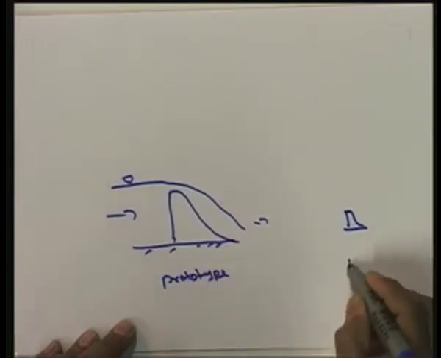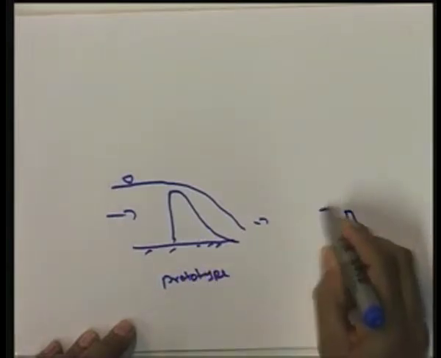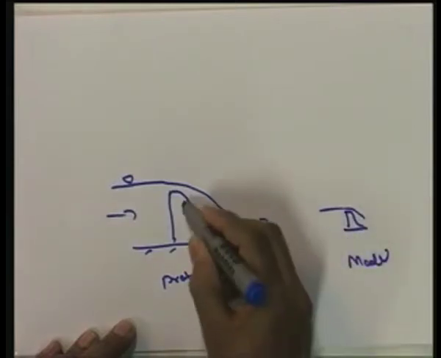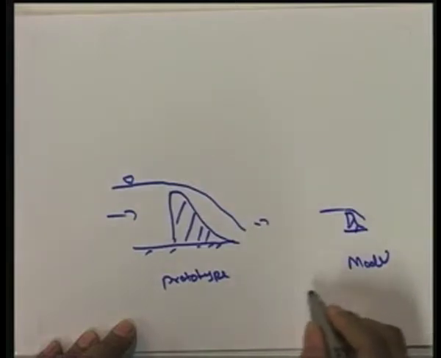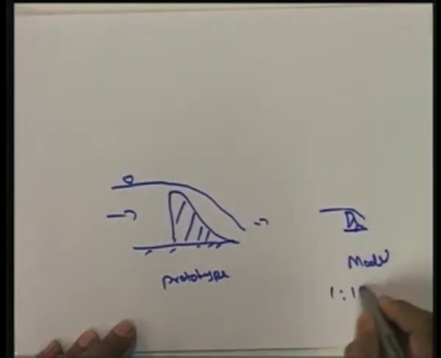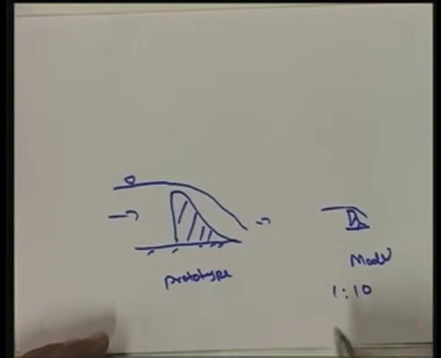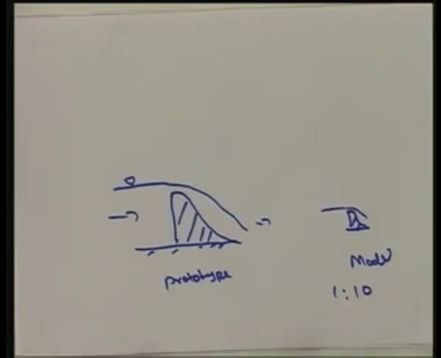So, here we have the model. We have to consider the problem like this. The scale is given as 1:10. For this problem, we have to determine the velocity of the prototype, then the discharge of the prototype, and then the pressure head in the prototype and the energy dissipated per second.